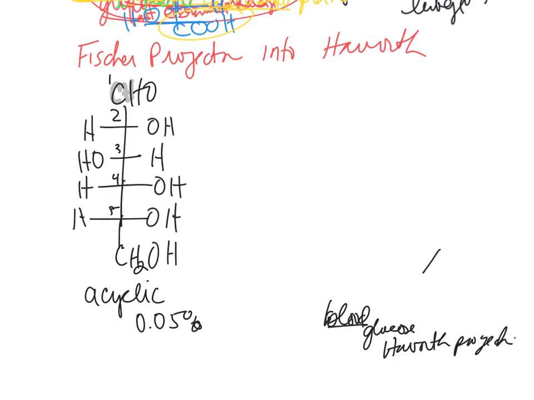So the Haworth projection would be this one here. Okay, so this is, and I know glucose has every OH equatorial. Okay, so this would be the glucose here, and then you would also have it in this format.